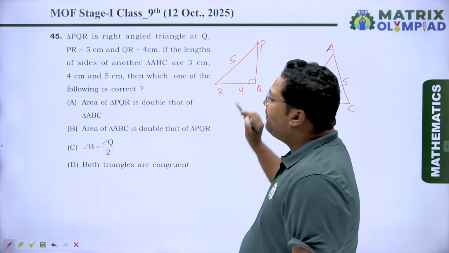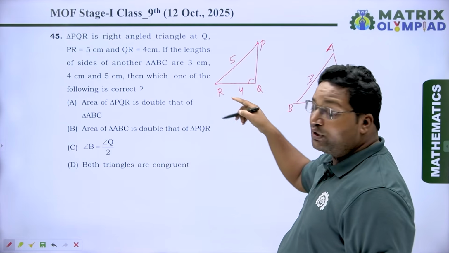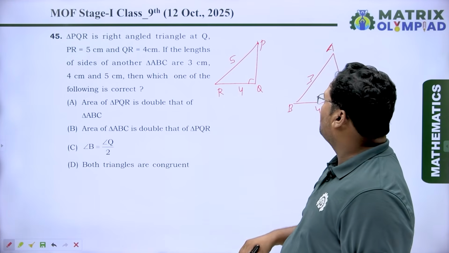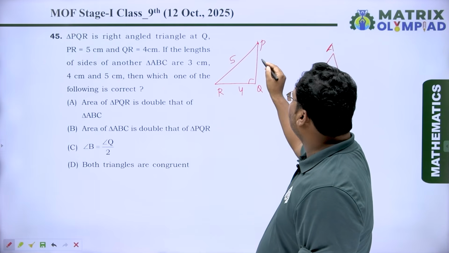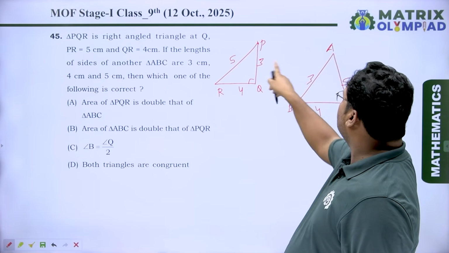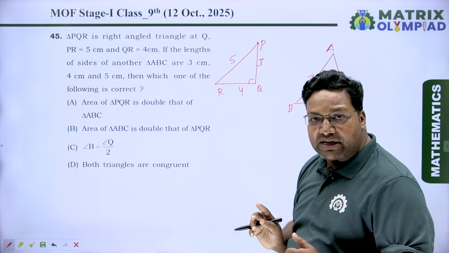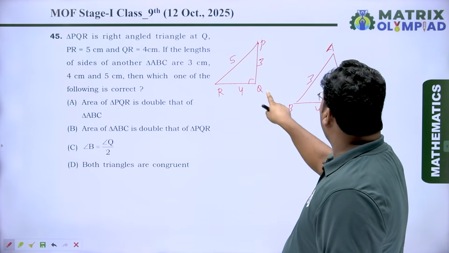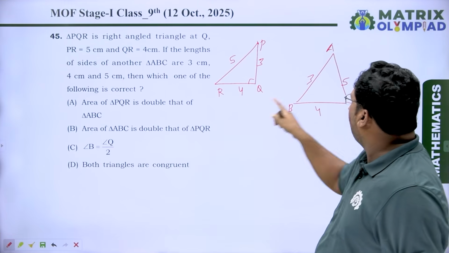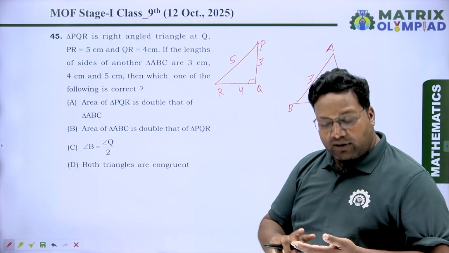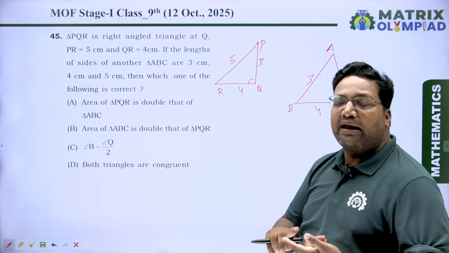So when we apply the Pythagoras theorem in triangle PQR, because it is a right angle triangle, by the Pythagoras theorem we will get the value of this side as 3 centimeter. So you can see these two triangles have the same sides. It means side PQ is equal to side AB, side QR equal to side BC and side PR equal to side AC. If in any two triangles the corresponding sides are equal, then the triangles are congruent.